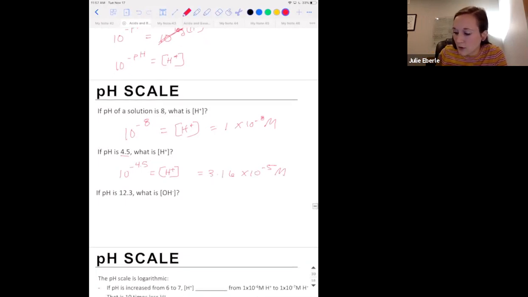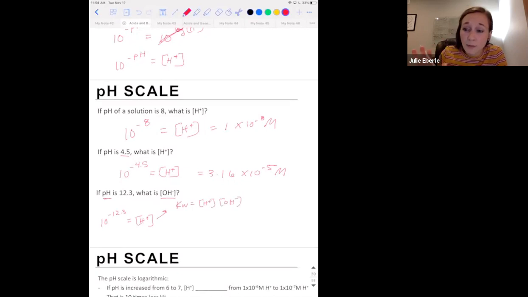If pH is 12.3, what is the concentration of OH minus? We're going to have an extra step here. We've been solving for H plus. Well, pH is still going to give you, if we do 10 to the negative 12.3, the concentration of H plus. So you can do it this way, but then you have to take this and plug it into the KW equation. You can say KW equals H plus times OH minus, and solve for OH minus this way.